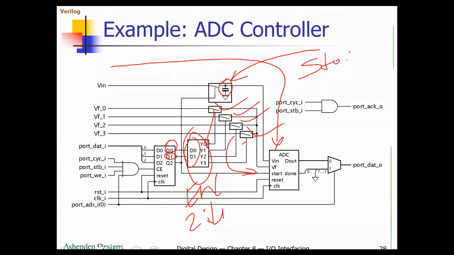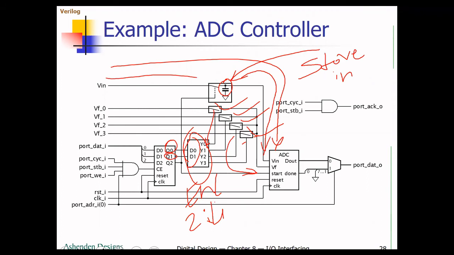Why do we want to store? In the sense, the analog value may change, it keeps changing, so we store it in the capacitor. Once the circuit is connected, the analog input Vin will be stored in the capacitor, and the same will be passed to the ADC, the analog to digital converter.